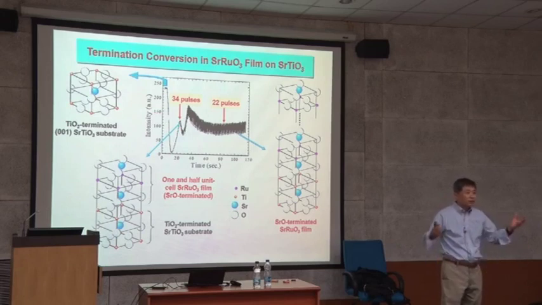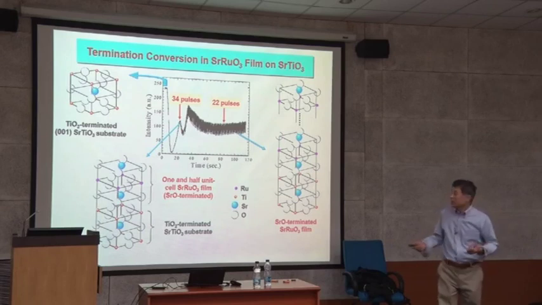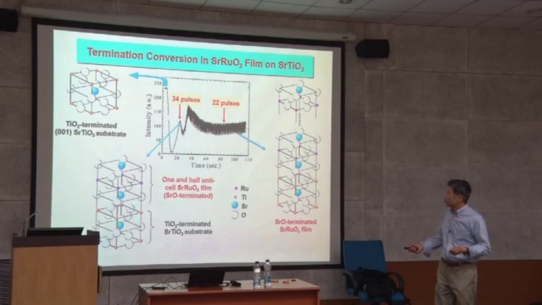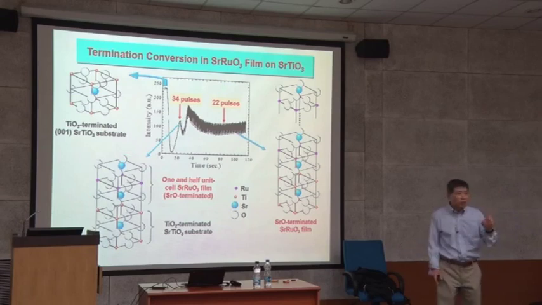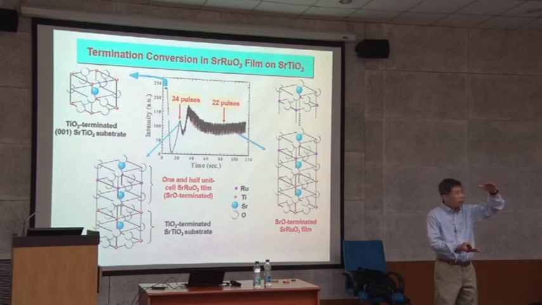Why did that happen? Why do you need more pulses? That happens here, starting with TiO2 termination. First is the building block of growth, 1.5 unit cell, and the transition of the strontium titanium termination to strontium termination. That's exactly what happened. First the building block, 1.5 unit cell, not one unit cell. But once you form it, the transition happens to strontium termination, then you continue to grow on strontium termination.